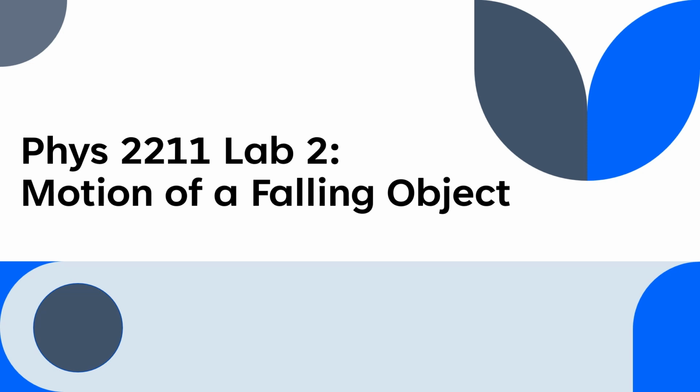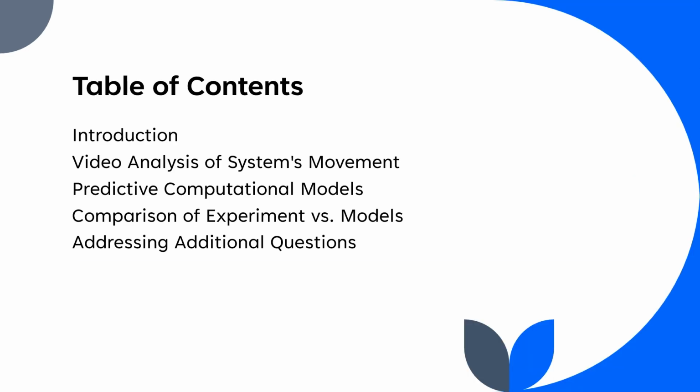My name is Caitlin Rodriguez Rivera, and this is my Physics 2211 video lab report for Lab 2, Motion of a Falling Object. Here is a table of contents providing an overview of the topics that will be covered in this report.